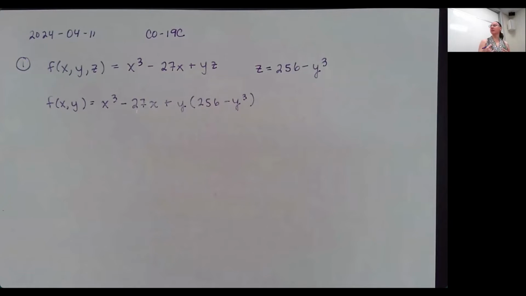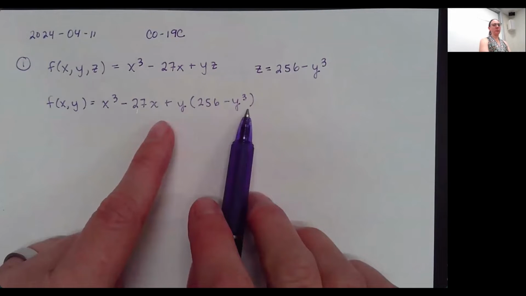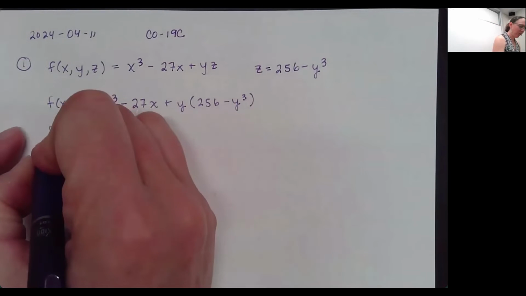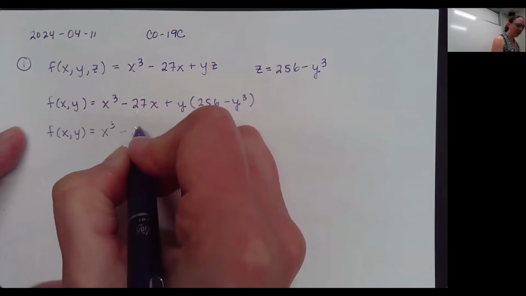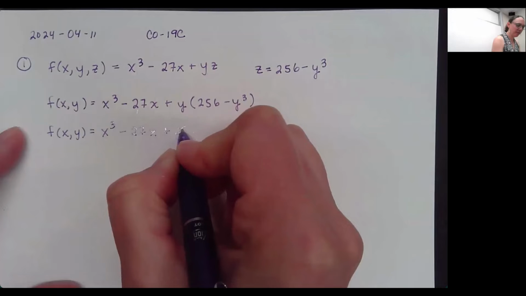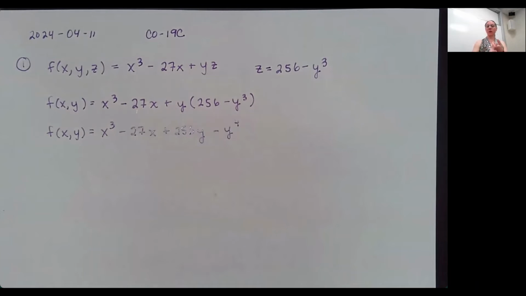If I had to do those partial derivatives, I would rather multiply that y through than do a product rule. Up to you. So I'm going to write that our function of just x and y would look like x cubed minus 27x plus 256y minus y to the fourth. So finding those relative extrema, we need to set the partial with respect to x equal to 0 and the partial with respect to y equal to 0 and do whatever kind of algebra we need to solve that.